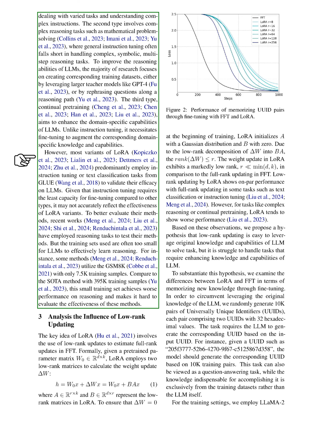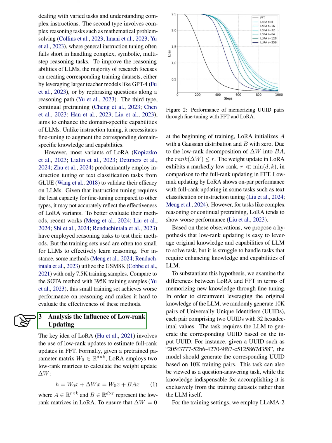However, most versions of LoRA mainly use instruction tuning or text classification tasks from GLUE to demonstrate their effectiveness on LLMs. Since instruction tuning requires less fine-tuning compared to other types, it may not fully reflect the performance of LoRA variants. Recent studies have started using reasoning tasks to better evaluate their methods, but the training sets used are often too small for LLMs to effectively learn reasoning.